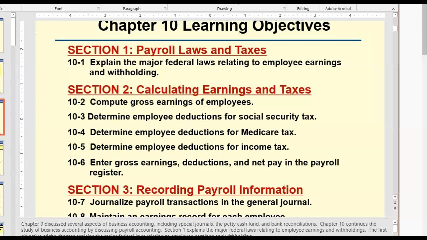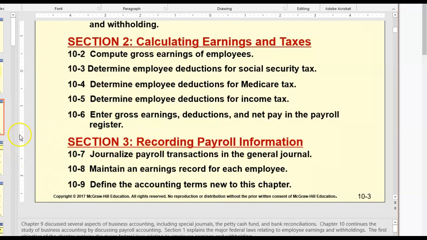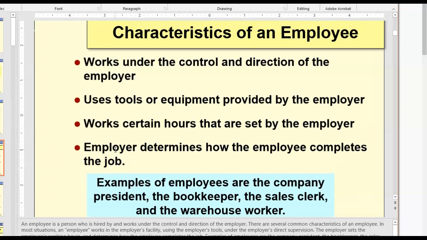Just looking through the PowerPoint, it's telling us what we're going to do in this chapter, which is calculate earnings, taxes, and how to record that payroll information into an accounting journal. You can go through this and read. Most of the book is talking about the type of taxes that have to be taken out of payroll every pay period and how to do so, and what employees are and how some of them are characterized as administrative and some are not. They're taxed different ways, so it's important to know what position is what when you're characterizing an employee.